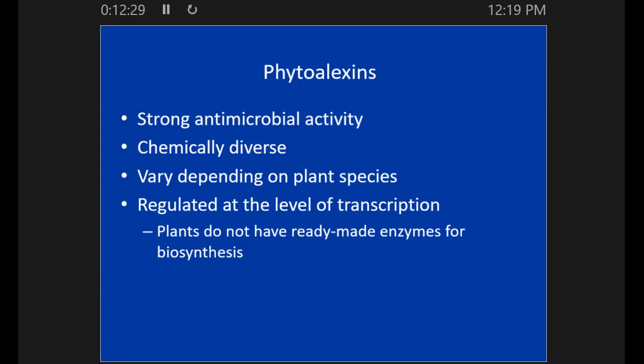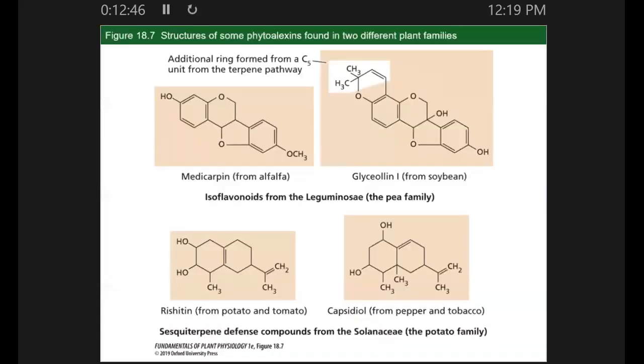And again, that makes sense when you think about all the different pathogens that plants are faced with on a day-to-day basis. It just does not make sense to have everything up and running. That would be exhausting for the plant. It would not be able to function. So wait until you're attacked and then start ramping up your phytoalexins.